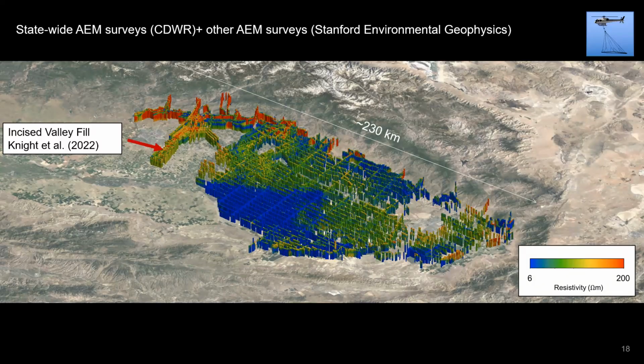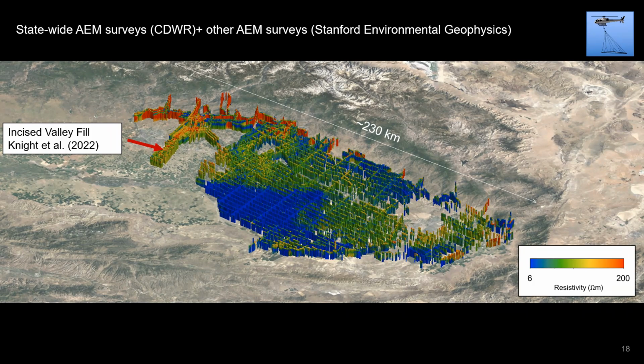And this is what you can get. This is the collection of both the statewide airborne EM survey from the California Department of Water Resources and other airborne EM surveys collected by the Stanford Environmental Geophysics Group. At a single location, you can think of it as a vertical resistivity profile, and then we're plotting that in a three-dimensional view. Blue, again, is the low resistivity, and red is the high resistivity. And we're seeing from the surface to about 200 to 250 meter depth.